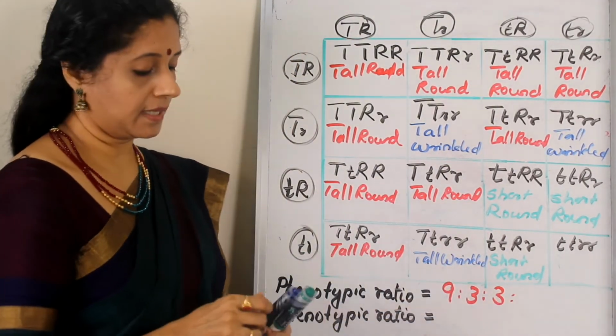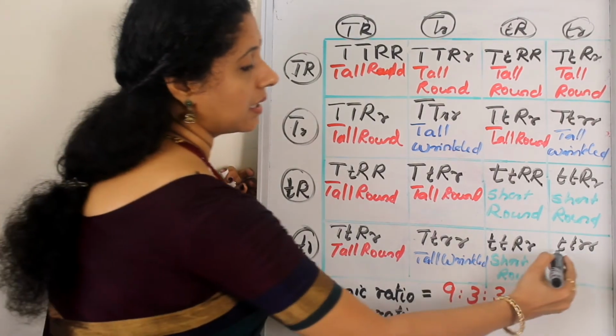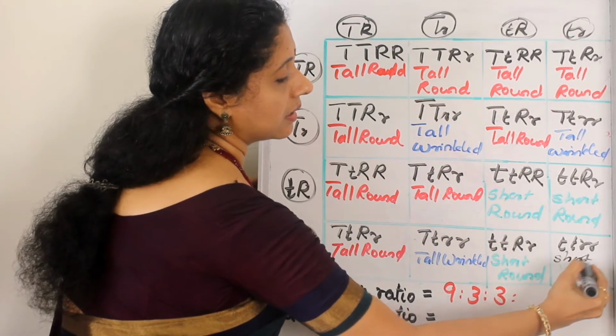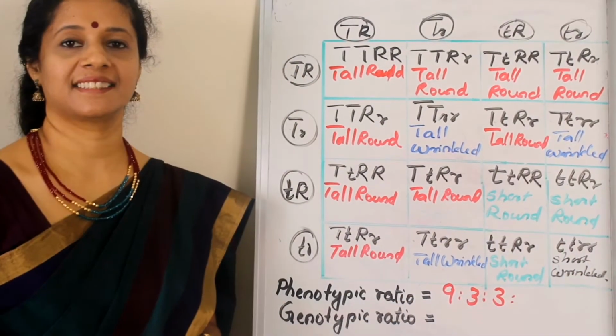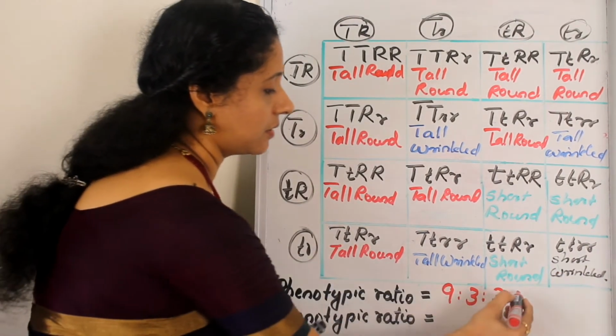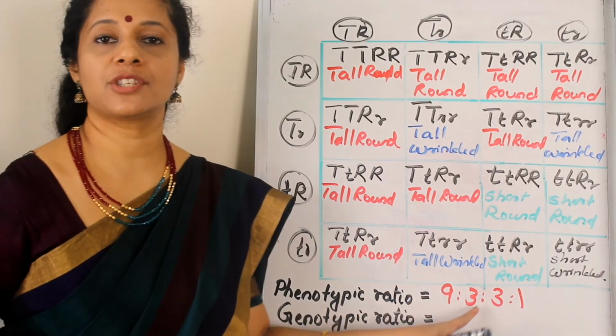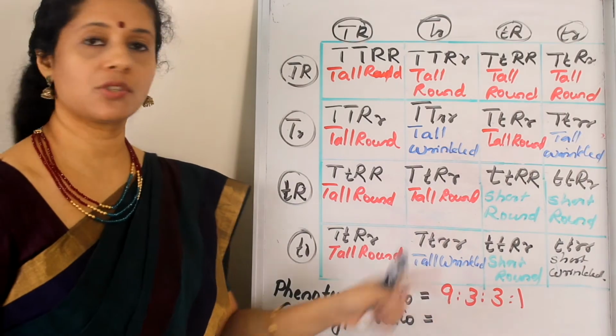The last one is now coming to the recessive. That means short, wrinkled. So the last one is short, wrinkled. So we are getting the ratio 9:3:3:1. So phenotypic ratio only you have to learn, 9:3:3:1.